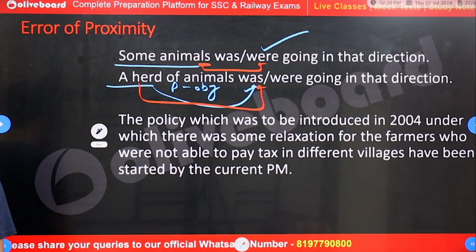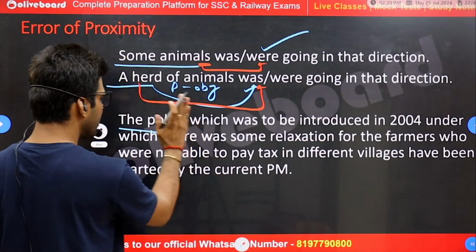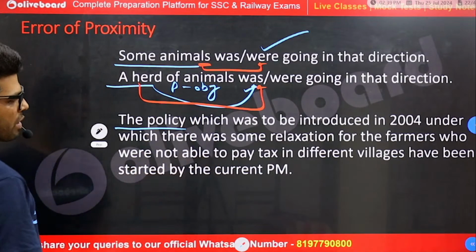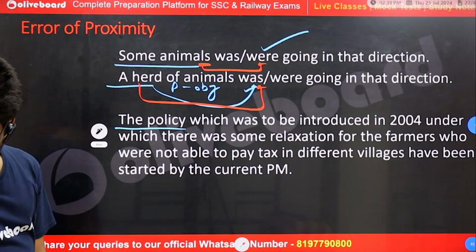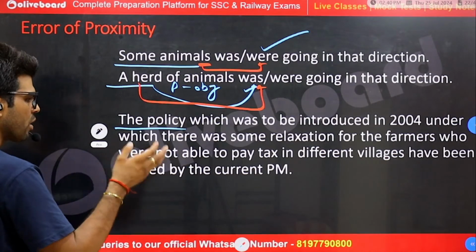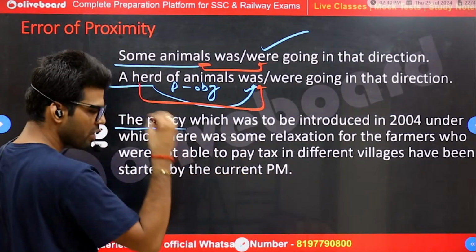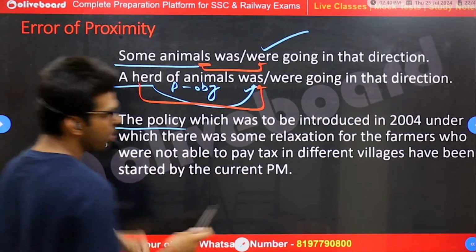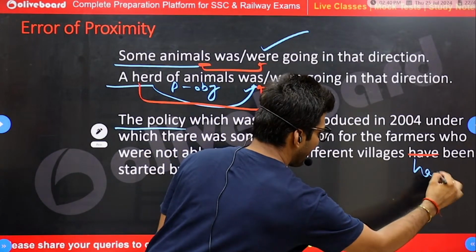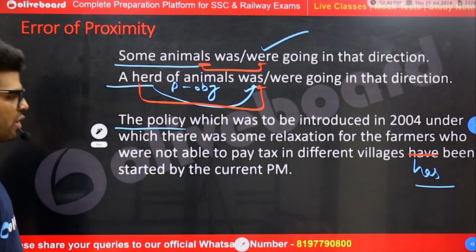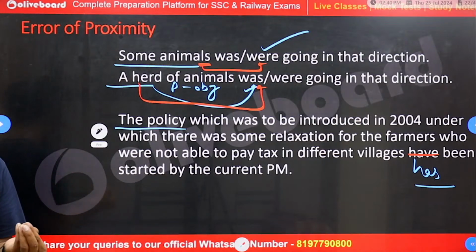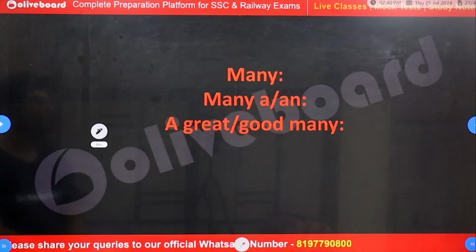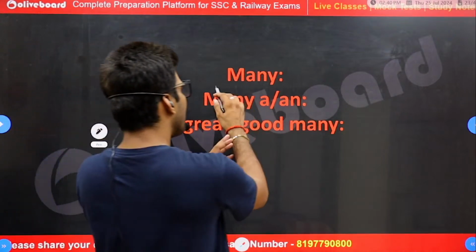It may disturb us when the sentence is a little longer. Say the policy, anything in between just to distract you or to mention something, which was to be introduced in 2014, under which there was some relaxation for the farmers who were not able to pay their income taxes in different villages in different regions of different castes, etc. That policy has been started. Wherever you have a subject, there has to be a finite verb for which we put the verb. Proximity.